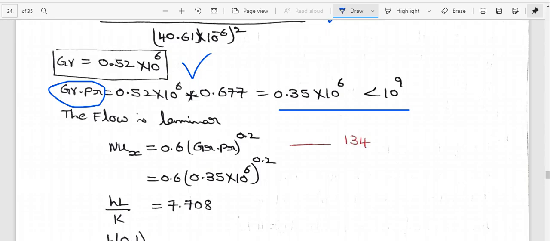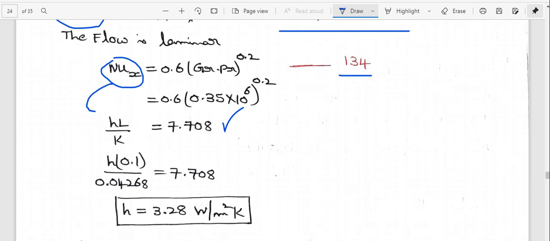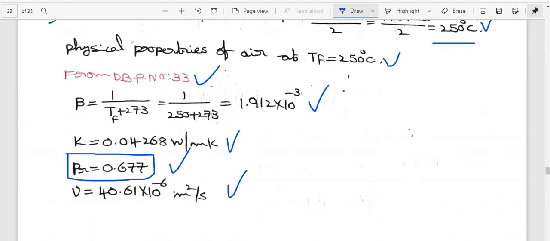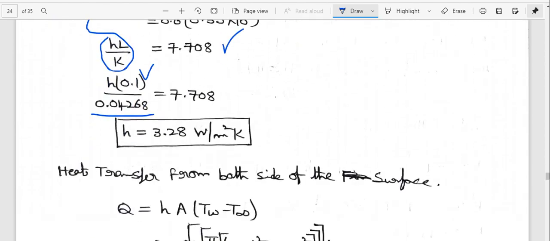Nu x equal to 0.6 into Gr Pr power, from data book page number 134. We need to substitute the Gr Pr values. After substituting these values, the Nu x value is 7.708. We need to substitute Nu x as hL by K. Here L equal to 0.1, K equal to 0.04268. We need to substitute all these values. Here the convective heat transfer coefficient is 3.28 watt per meter square Kelvin.